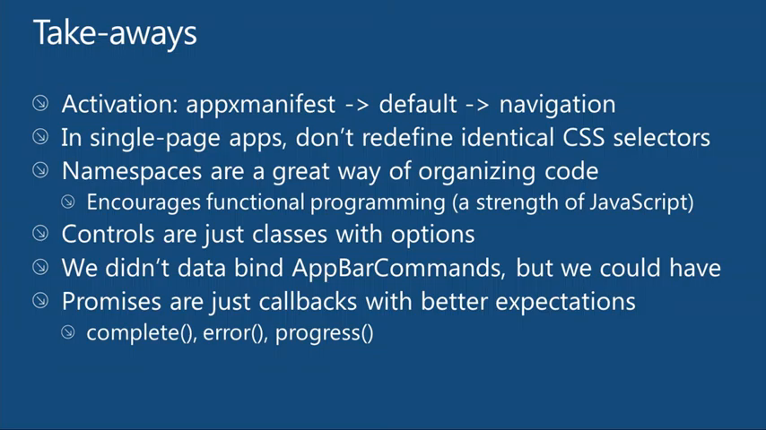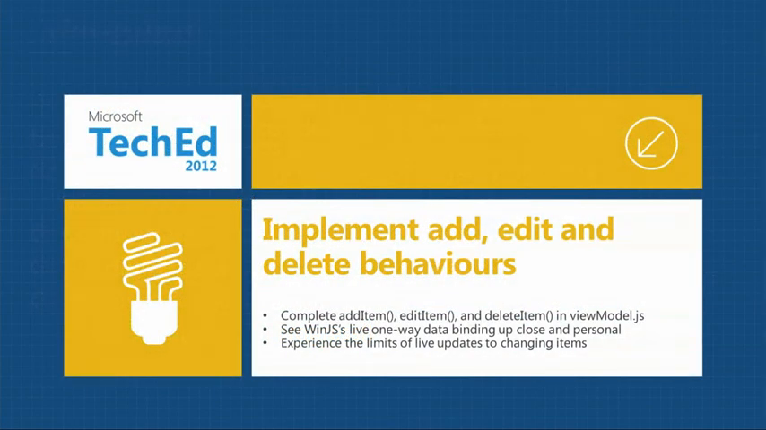And as far as our little demo is going, we basically just added an app bar, a couple of commands with a little bit of behavior, but no real data binding stuff yet. All right, so let's actually add some behaviors to it. So we're going to finish up add item, edit item, and delete item in our view model. We're going to look at the one-way binding.